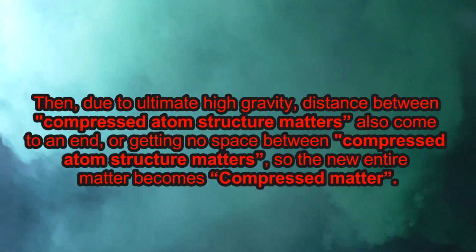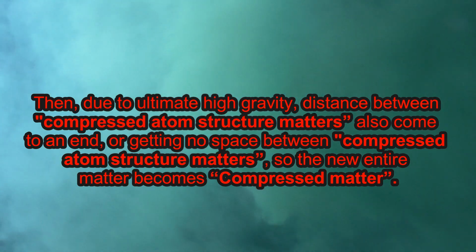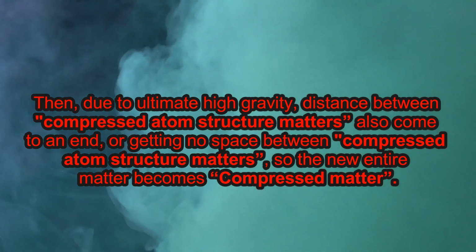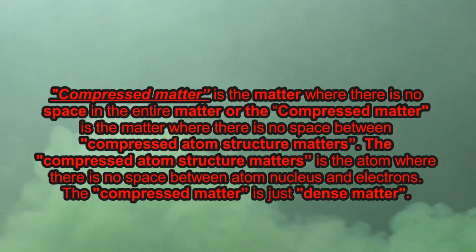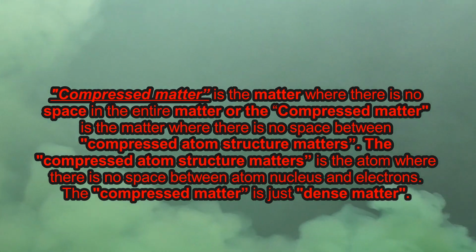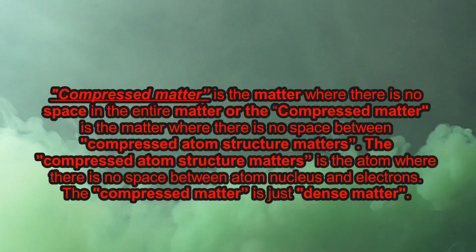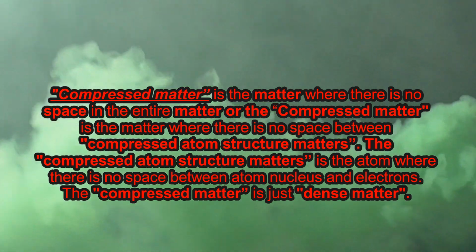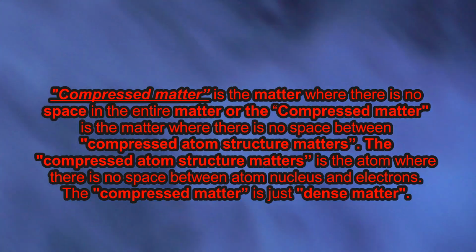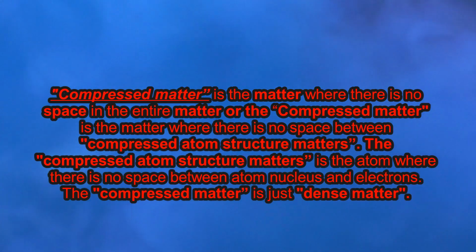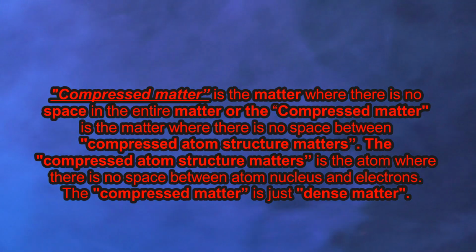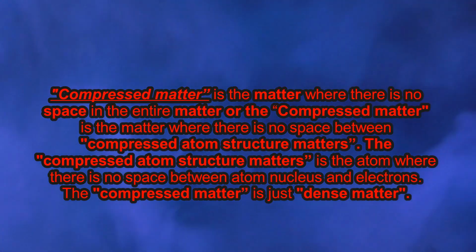Then, due to ultimate high gravity, the distance between compressed atom structure matters also comes to an end, getting no space between compressed atom structure matter. So the new entire matter becomes compressed matter. Compressed matter is the matter where there is no space in the entire matter, or where there is no space between compressed atom structure matters. The compressed atom structure matter is the atom where there is no space between atom nucleus and electrons. The compressed matter is just dense matter.